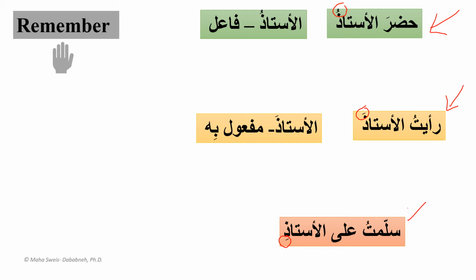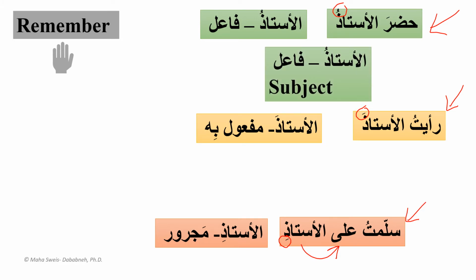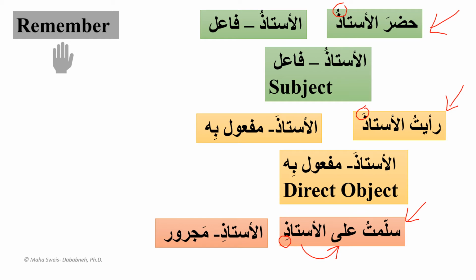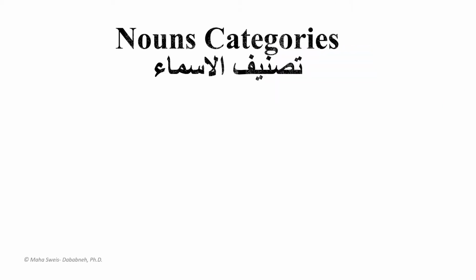سلمت على الأستاذ. We have preposition here. So الأستاذ here is مجرور, genitive case. Again, the first one, الأستاذ is the فاعل. The second one, الأستاذة is مفعول به. And the third one, الأستاذ is مجرور. So you have to pay attention to all the حركات and all the فاعل and مفعول به and مجرور. So the noun changes, it depends what's preceding it. Now, let's go back to the topic.